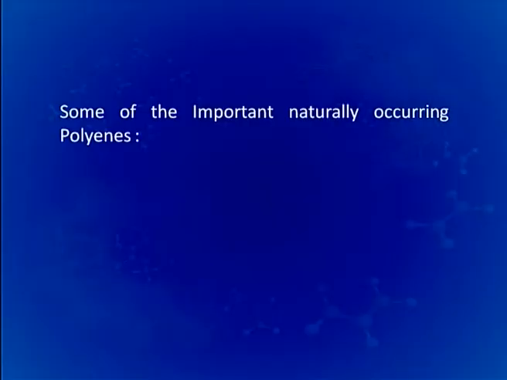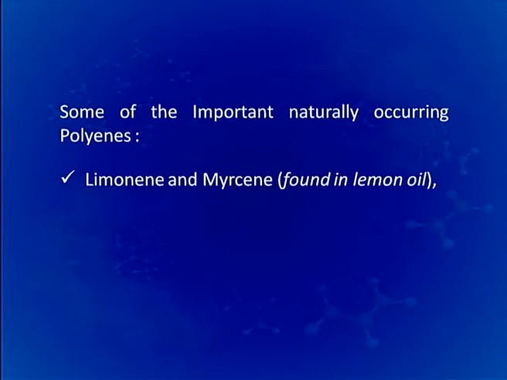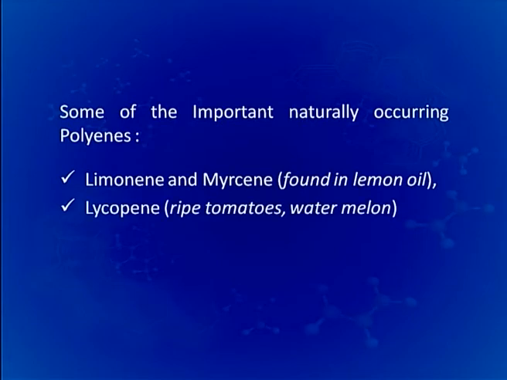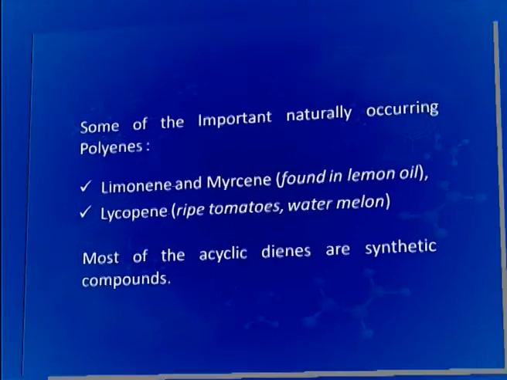Now, as the name suggests, these are the simplest of all polyenes. Some of the important naturally occurring polyenes are limonene and myrcene. These are basically responsible for the fragrance of lemon and orange and oil of bayberry. Lycopene, another important naturally occurring polyene, is found in ripe tomatoes and watermelon. But overall, most of the acyclic dienes are synthetic ones.